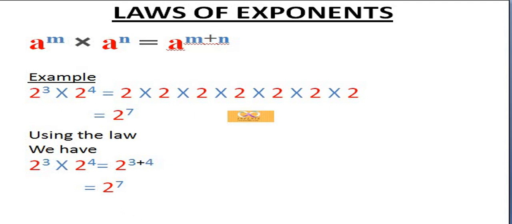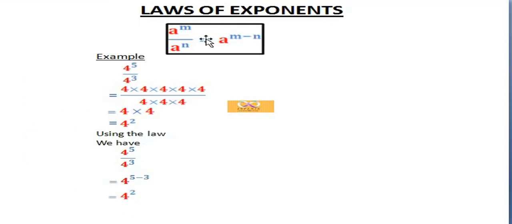first identity. Second one is a to the power m upon a to the power n is equal to a to the power m minus n. So for example, the first one I have taken is 4 to the power 5 upon 4 to the power 3. So I will just expand this. I will write 4 multiplied by 4 multiplied by 4 multiplied by 4 multiplied by 4. That means 4 multiplied by itself 5 times, that means 4 to the power 5. Next I have written 4 multiplied by itself 3 times, 4 to the power 3.